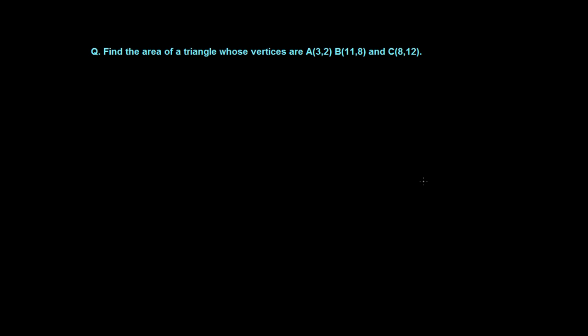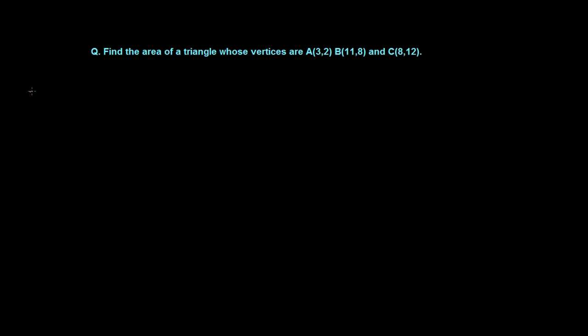Now let's find the area of the triangle whose vertices are A(3, 2), B(11, 8) and C(8, 12). Here, to find the area of this, we have two methods. I told you already: the first one we discussed in the previous video, and the second one I haven't. That's a shortcut, so try to see the entire video.